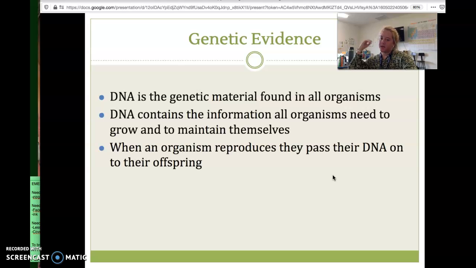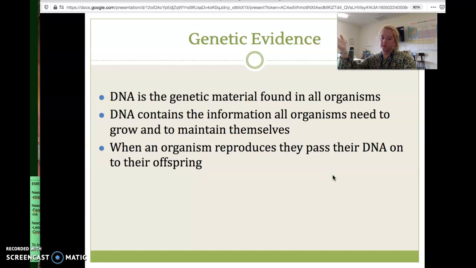And lastly, our genetic evidence in terms of our DNA. DNA is the genetic material found in all organisms. We know this, we studied this. It contains all the information organisms need to grow and to maintain themselves. And our DNA is very, very similar to all the other organisms on Earth. The more closely we are related, the more chromosomes or genes we would have that mirror theirs. For example, we have about 99% of the DNA that a chimpanzee has. Scientists say that this supports the idea that humans evolved from chimps.